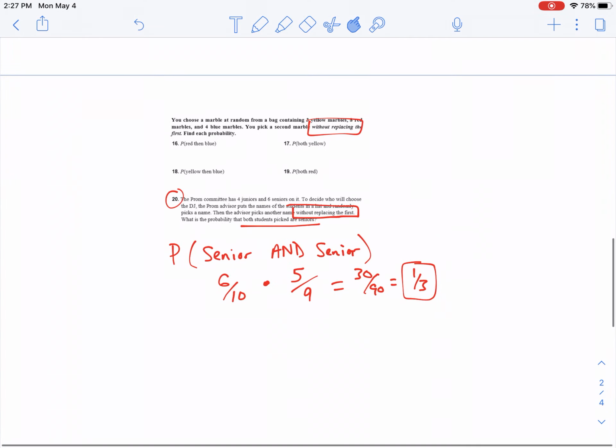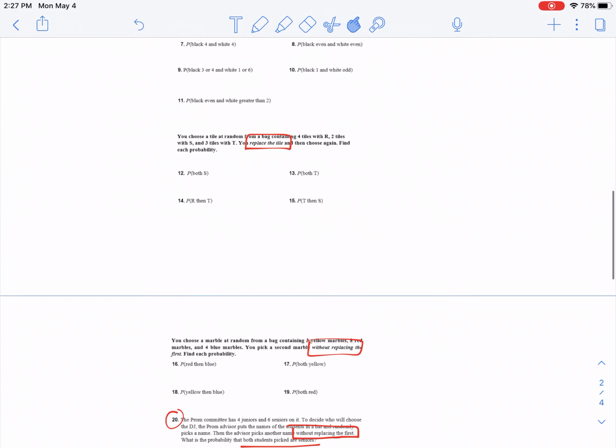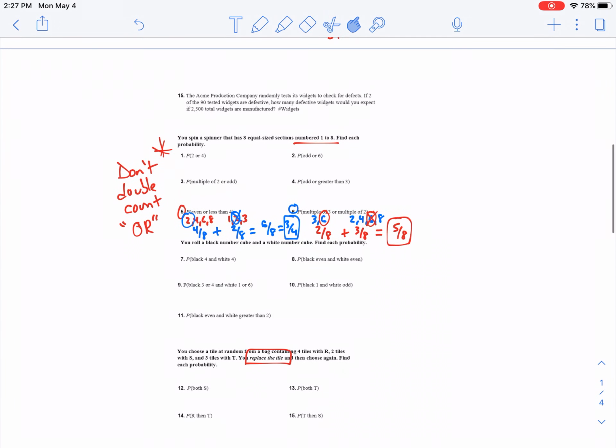All right, those are the toughest ones on the review, I would say. Be on the lookout for the answer key, which will be posted on Wednesday to check all your answers, and then good luck on the quiz.